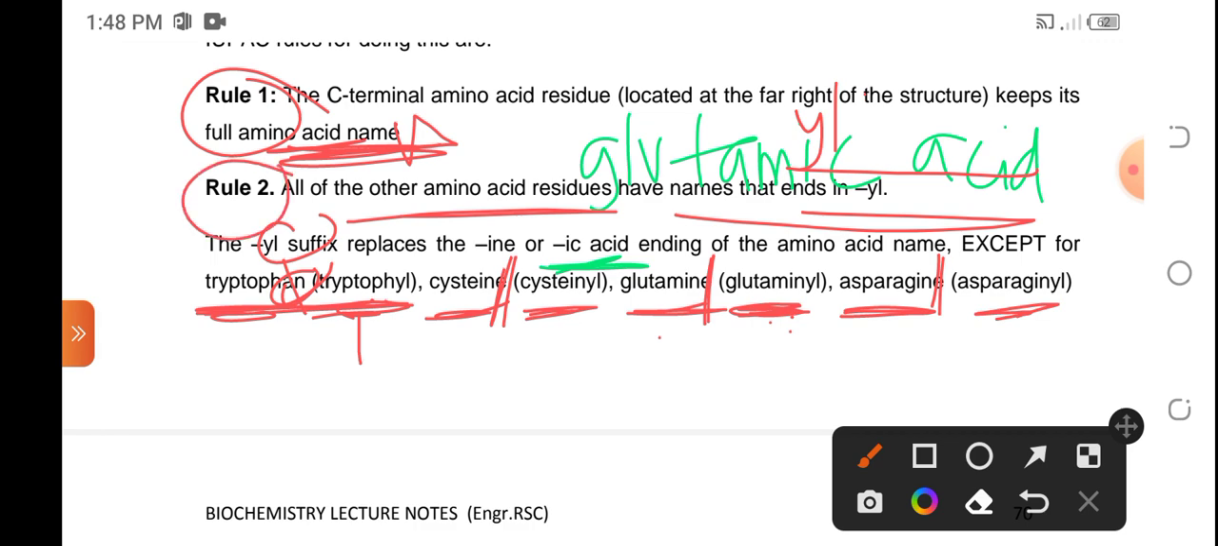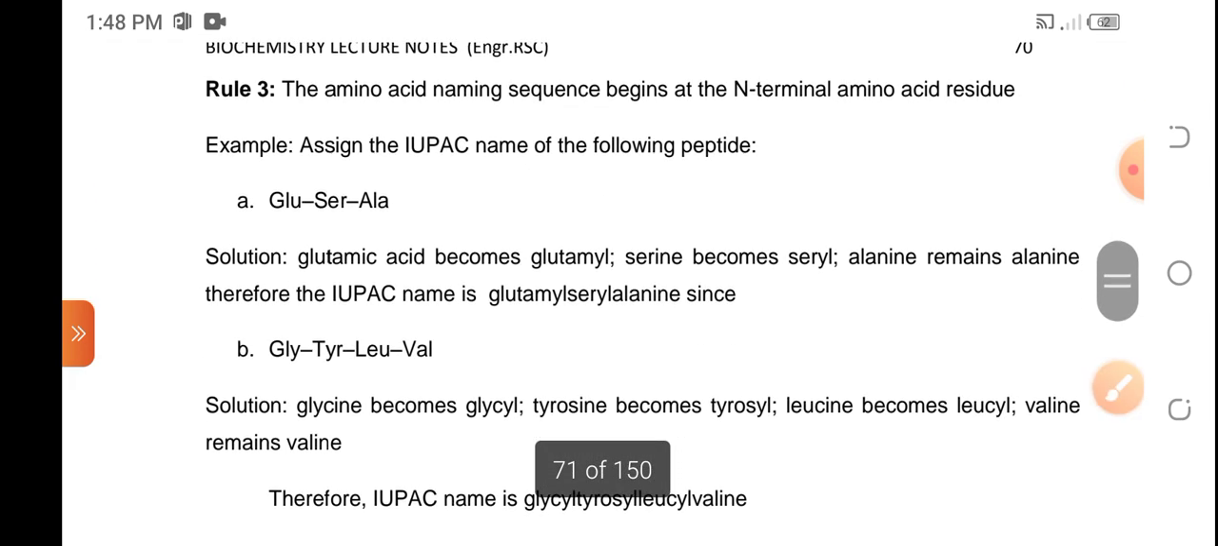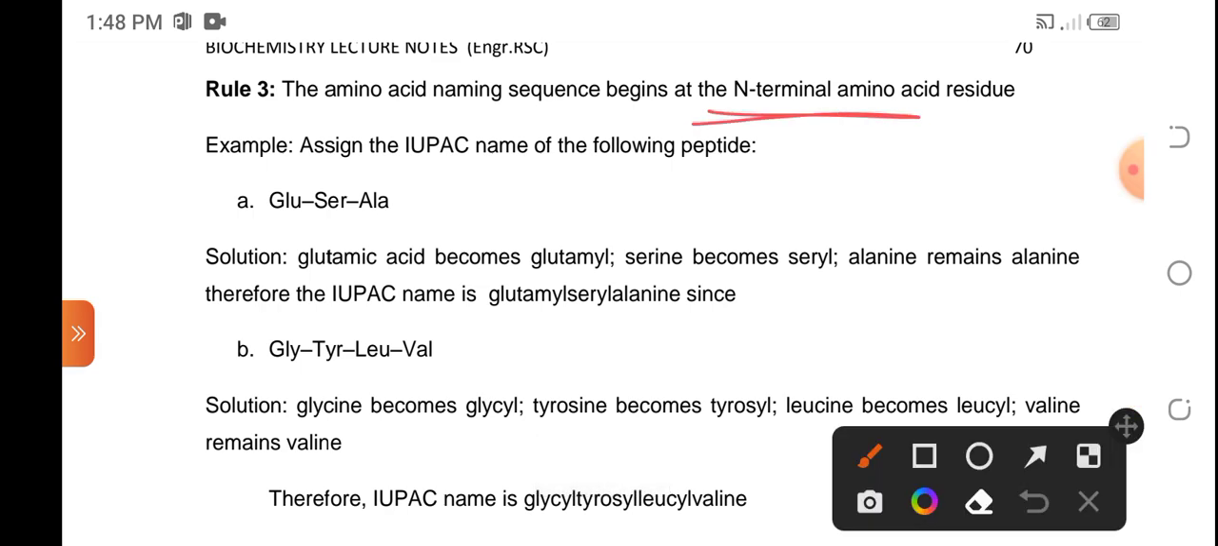So, rule number 2, kung ang amino acid ay hindi siya yung pinakalas, i-change natin yung kanyang nomenclature, yung name niya with the ending YL. Okay? So, rule number 3, the amino acid naming sequence begins with the N-terminal amino acid residue. Kasi nga, from left to right yung basa natin.